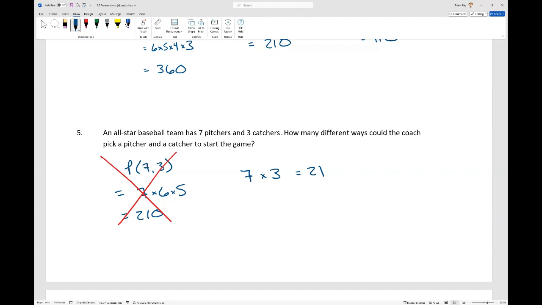And again, if you stop and think about it, you picture 7 pitchers, you've got to pick one of them. 3 catchers, you got to pick one of them. And then put those together as an and. So that's just 7 times 3.